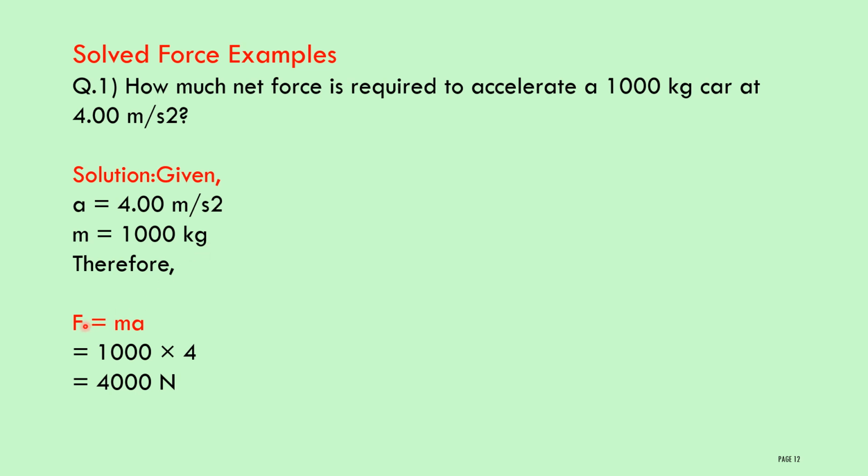Therefore, you know the formula, F is equal to m a. Substitute the value of m here. m is 1000 kg, and acceleration is 4 meters per second square. 1000 into 4, you will get 4000 Newton. Newton is the SI unit for force. Therefore, 4000 N is the correct answer.